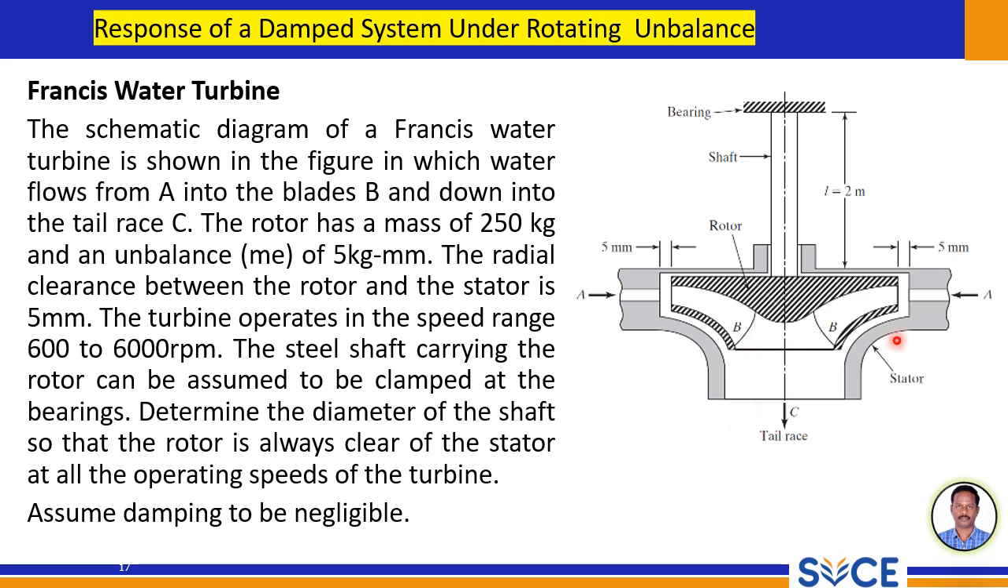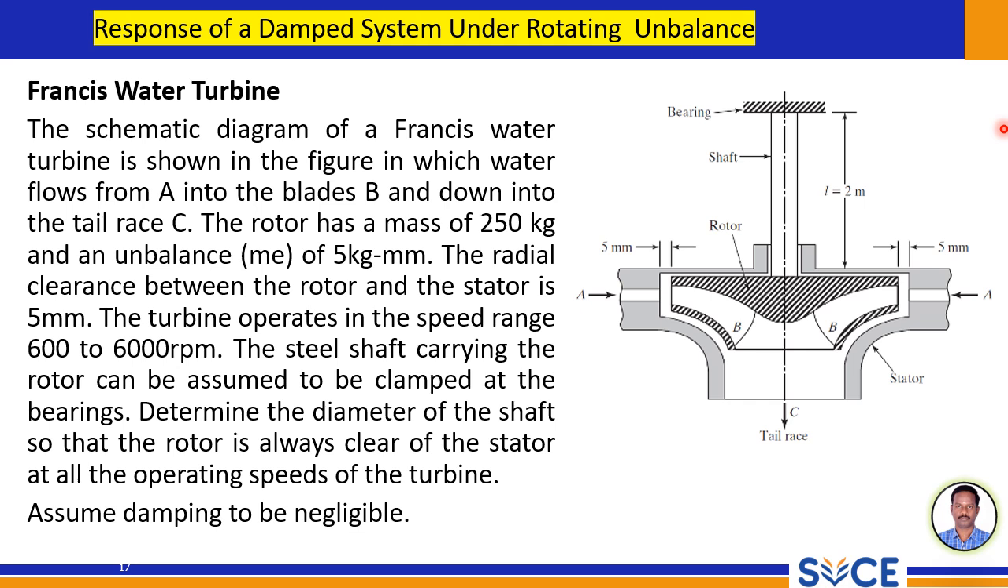The rotor, with a mass of 250 kg, is connected to the shaft, which is supported by bearings. The challenge lies in ensuring that the rotor remains clear of the stator during operation. The rotor has an unbalance of 5 kg per mm, meaning the mass distribution is not perfectly uniform. This unbalance will cause vibrations. Further, there is a radial clearance of only 5 mm between the rotor and the stator. If the vibrations are too large, the rotor could collide with the stator, leading to damage.